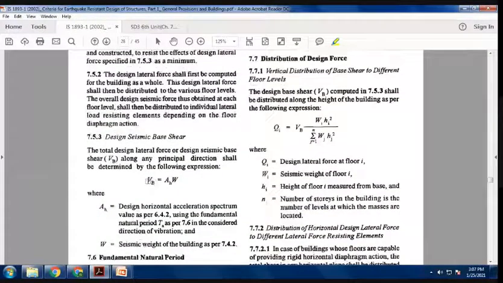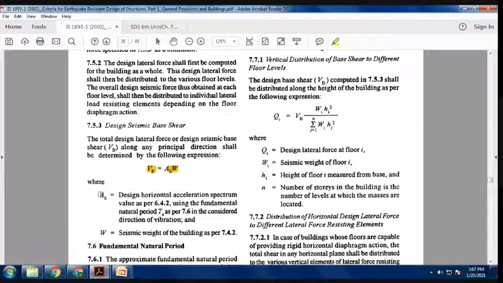Then our ultimate motto is to determine the design base shear. VB is nothing but the base shear. For that we need the Ah value and W value, correct? Ah we know how to calculate: that is Z into I upon 2 times R multiplied by Sa by g. Then what is W? W is nothing but the seismic weight of a building, as per clause 7.4.2.